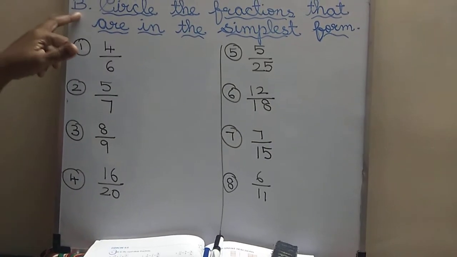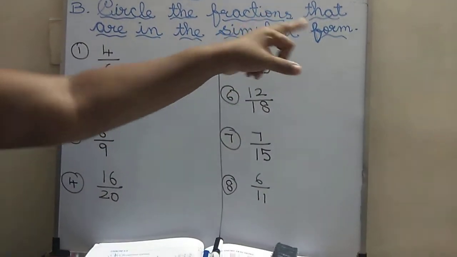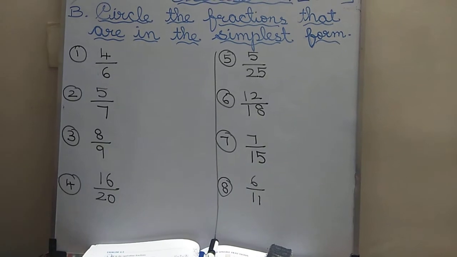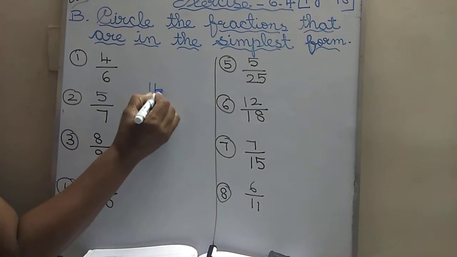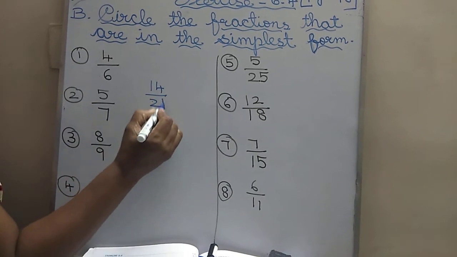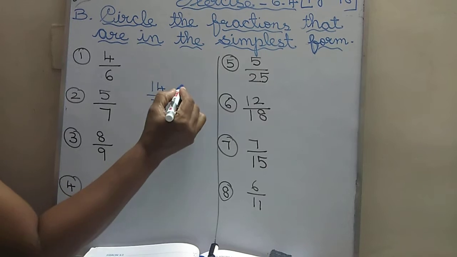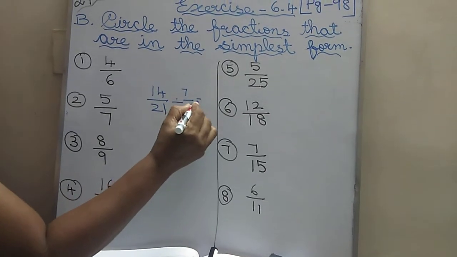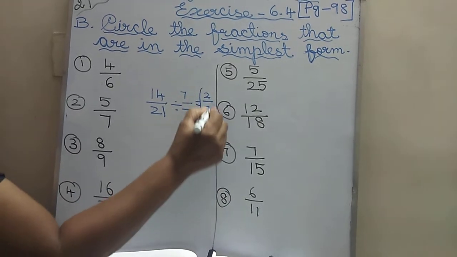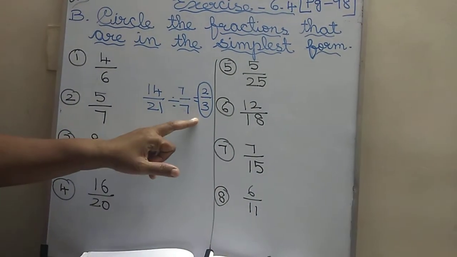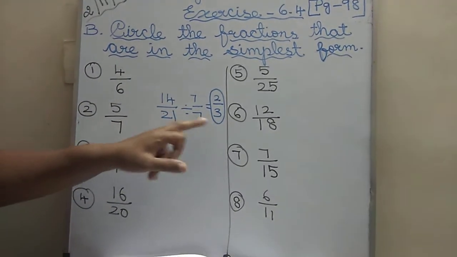Okay children, the second one, circle the fractions that are in the simplest form. See, why they are telling simplest form: in the before sum, 14 by 21 was there, isn't it children? What did we do? We divided it by 7, so 7 by 7. What answer did we get? 2 by 3 we got. So this is the simplest form. But because they have given like this, after dividing we get this one.